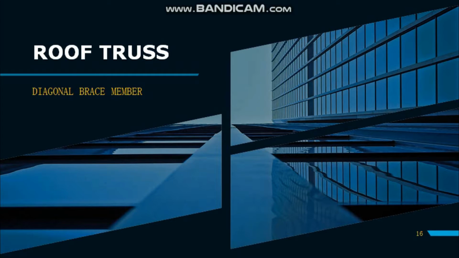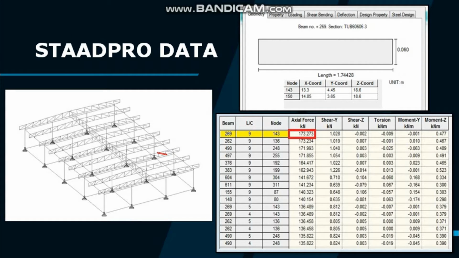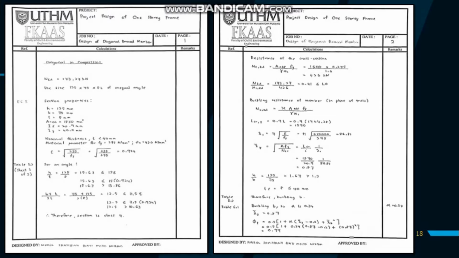My name is Nur Syahira binti Muhammad Nizam. I will talk about the diagonal brace member in roof truss. Beam number 269 with a length of 1.74 meter is chosen as the diagonal brace member in this manual calculation. The axial force on this beam is 173.27 kN and the size used is 125 multiply 75 multiply 8L of unequal angle. The section properties for this size were taken from Eurocode 3.